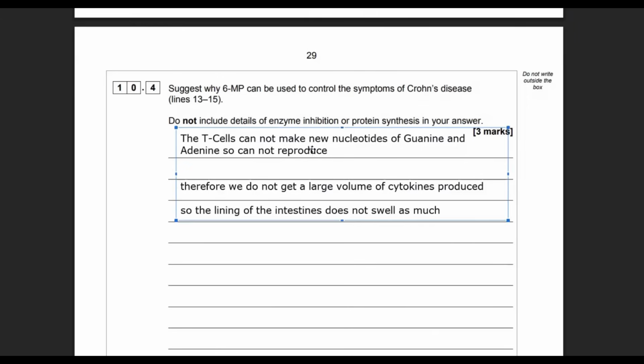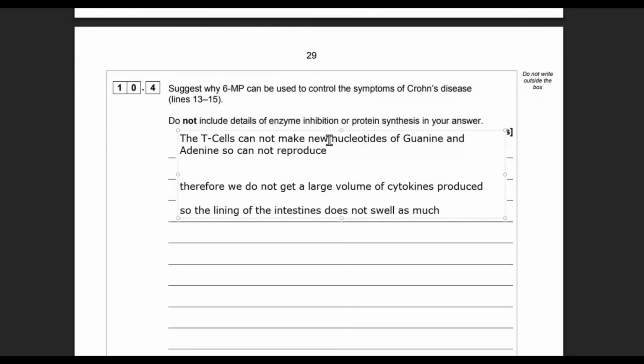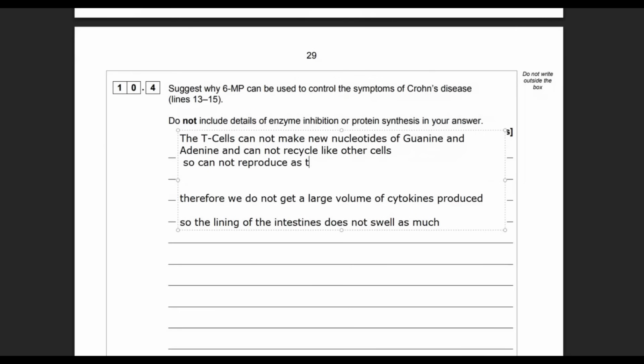Oh, we need to get a little bit more A-level here and specific, I reckon. So the T cells cannot make new nucleotides of guanine and adenine and cannot recycle like other cells. Other cells can recycle the nucleotides, so cannot reproduce as they cannot do DNA replication. So they can't do the semi-conservative replication of DNA because they don't have any free nucleotides of guanine and adenine, and they're unable to recycle other nucleotides. So therefore, we do not get a large volume of cytokines produced, so the lining of the intestines doesn't swell as much. Boom, boom, boom, boom, bang.